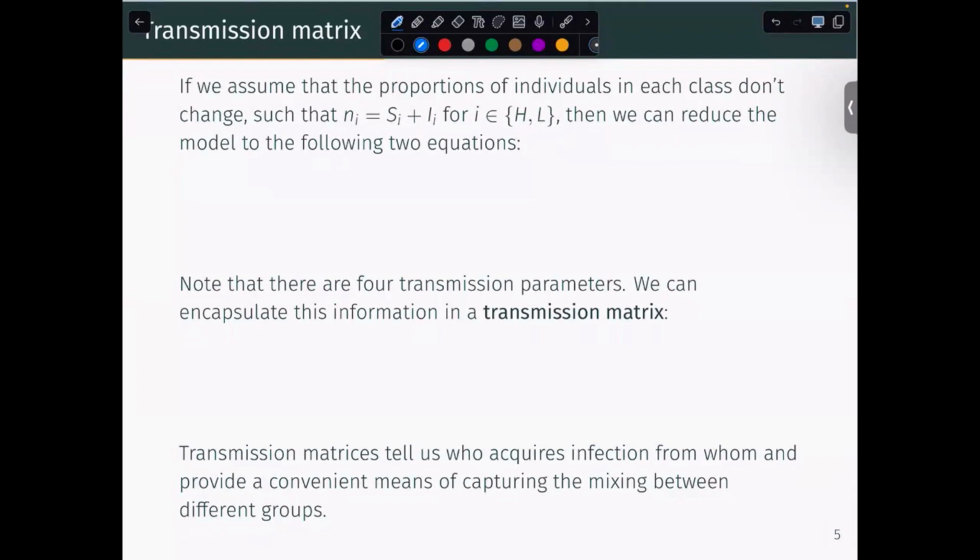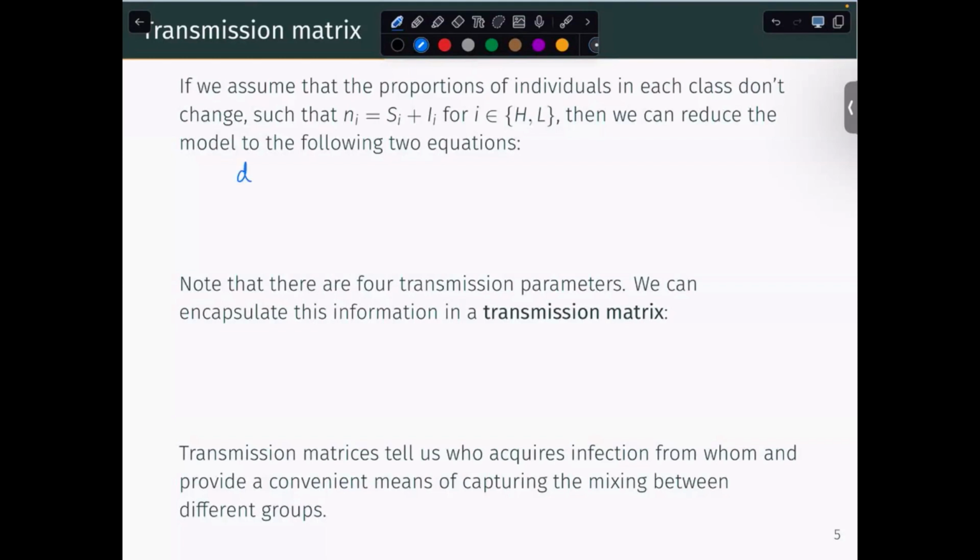Well, that means, as we've seen before, we only need two equations here, because as soon as you know one of either SH or IH, then you know the other one, because NH is a constant. Likewise, if you know SL or IL, you already know NL because that's a constant, so you can work out the other one. So we don't need four equations, we only need two.